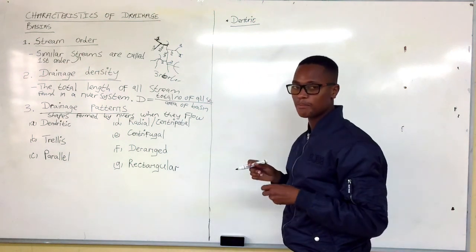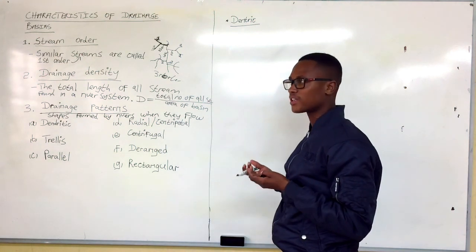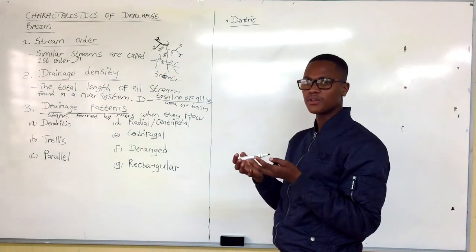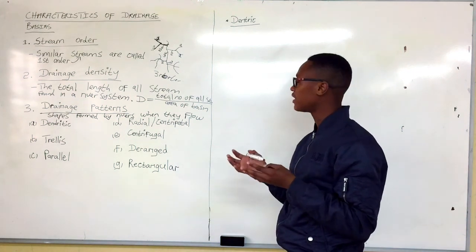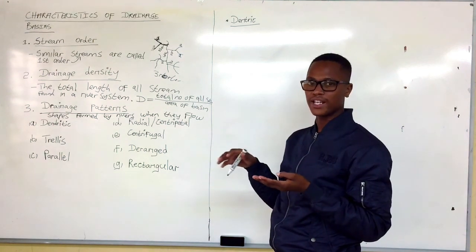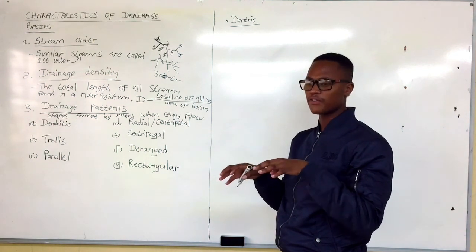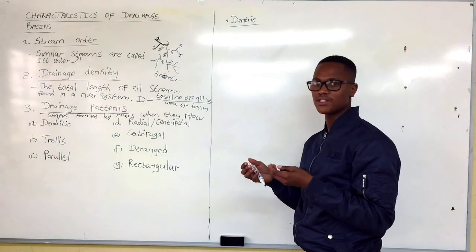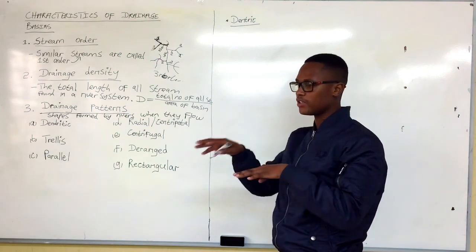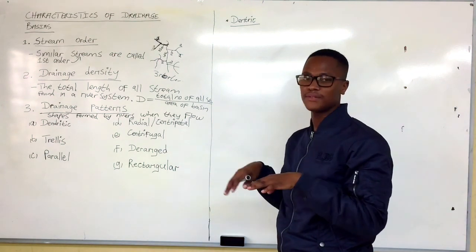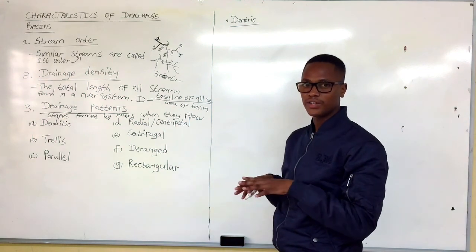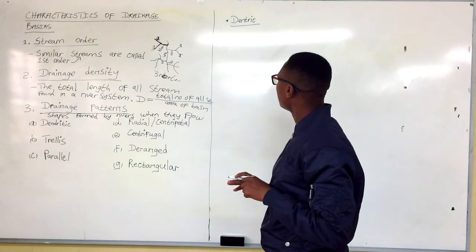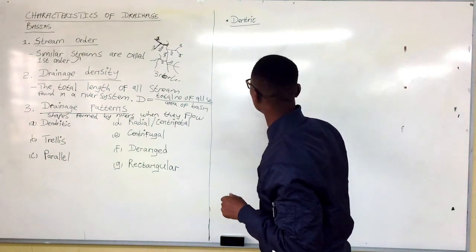So a dendritic pattern is a pattern that is formed by a river system when the river is flowing on rock that has a uniform rock structure. The rock that the river is flowing on top of is uniform. It doesn't have a hard surface and then a soft surface. That surface is uniform, like the rock there has equal texture of surfaces. So that's our dendritic.